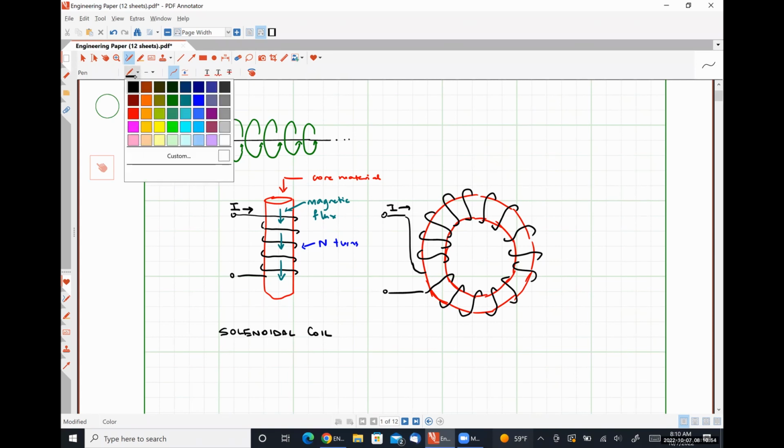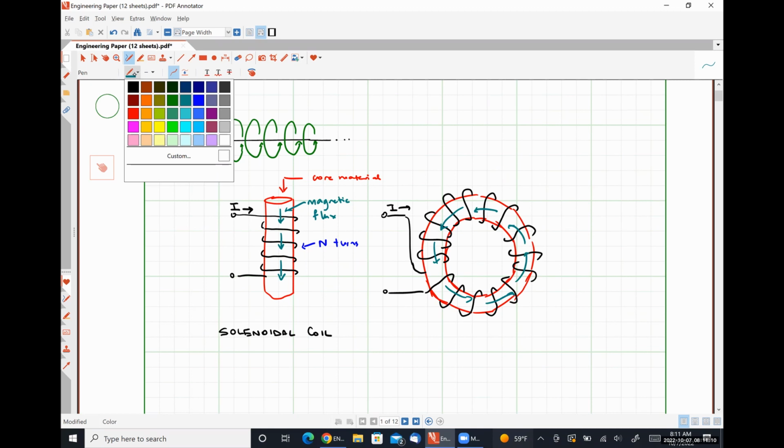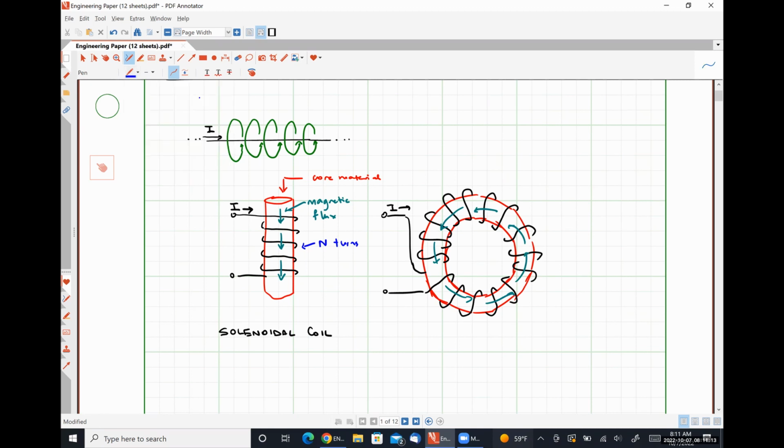Once again, we will see that we are compressing the magnetic flux inside this core material and storing energy. We also have some finite number of turns. These are still magnetic flux lines, and everything in red is still a core material. So it's just two different variations of effectively the same thing. All right.